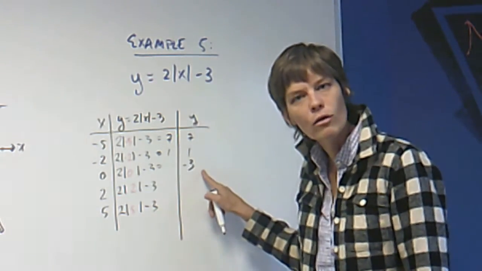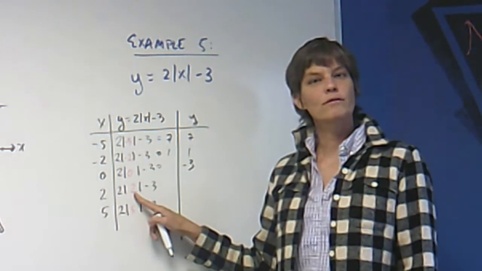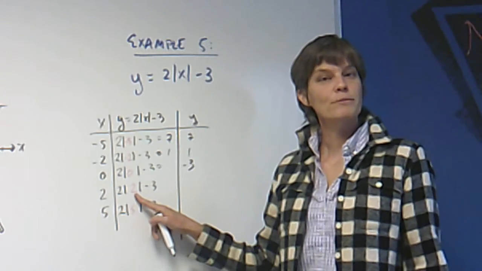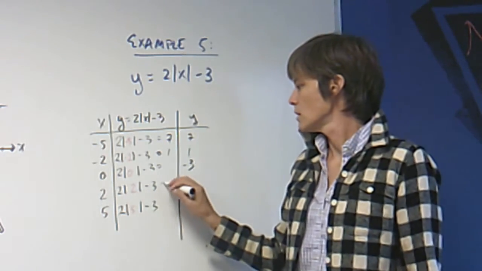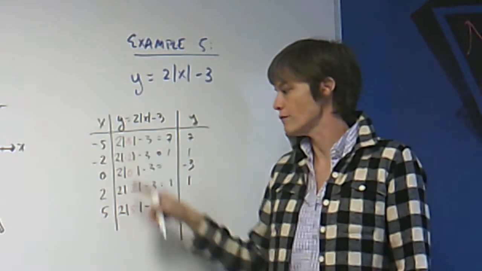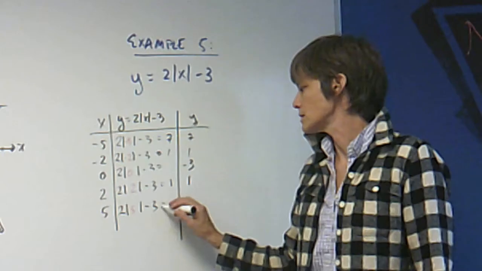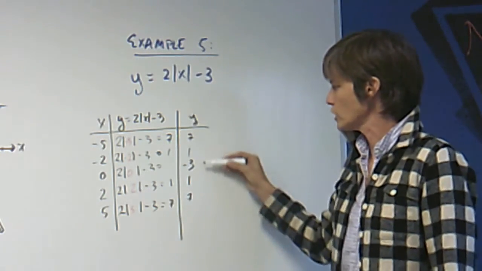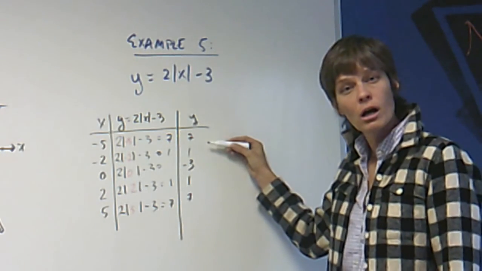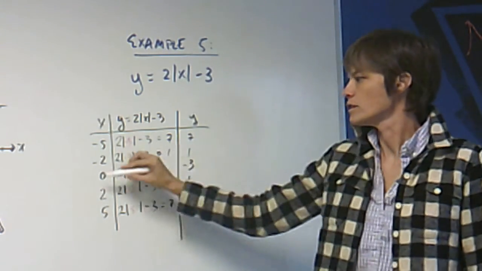Wasn't that my vertex before? Absolute value of 2 is 2. 2 times 2 is 4. 4 minus 3 is 1. I'm seeing a pattern, right? This already is 5. 5 times 2 is 10. 10 minus 3 is 7. You see this reflection of nature? I took speech class. Here's our vertex. I see it.